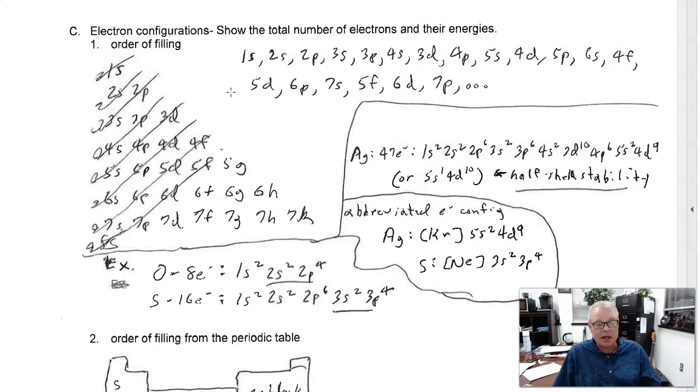So again, it's kind of like parking cars. You just keep cruising around until you find the closest available spot and you pull into a space. Electrons don't really pull into a space, but it's the same general idea.